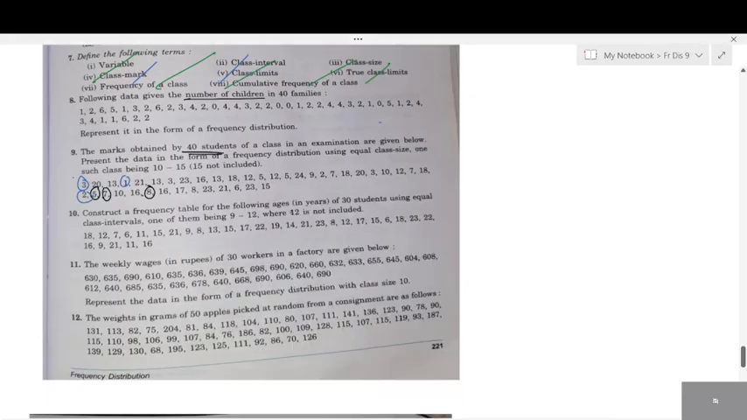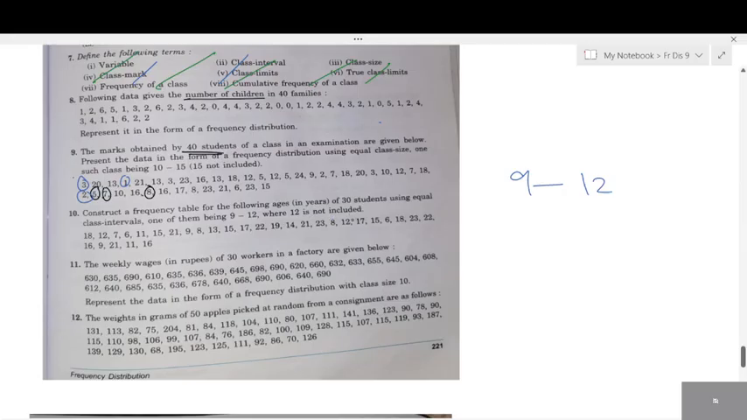Okay, next question. Construct a frequency distribution table in 30 years using equal class interval. Same as the previous question. One of the intervals is 9 and 12 students. 9 and 12. 12 is not included. So write 9 and 12 in the middle. Look here. This question you can try for homework. After 12, what should I write? 12 is not included.